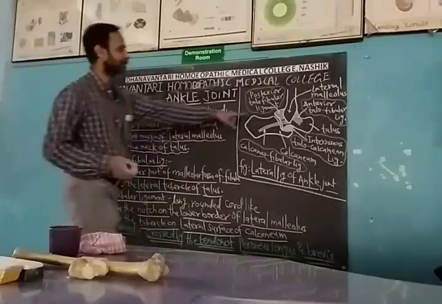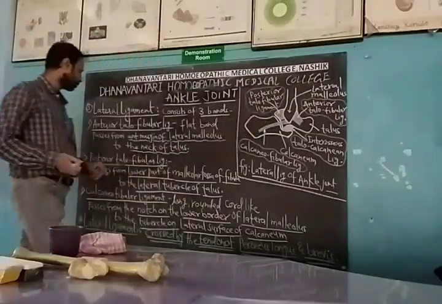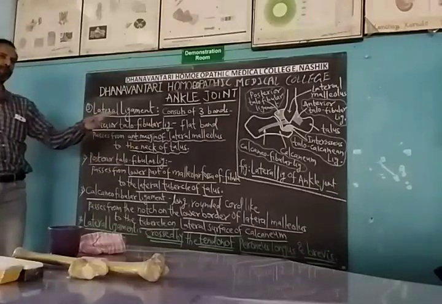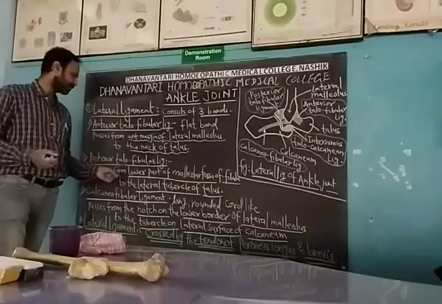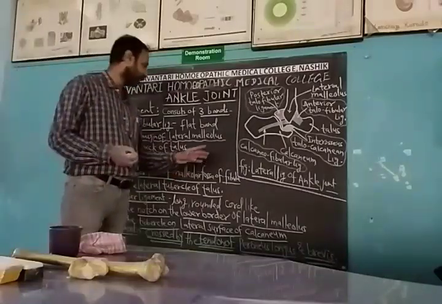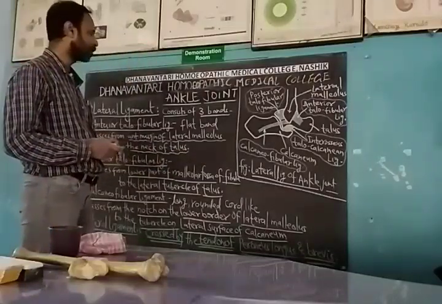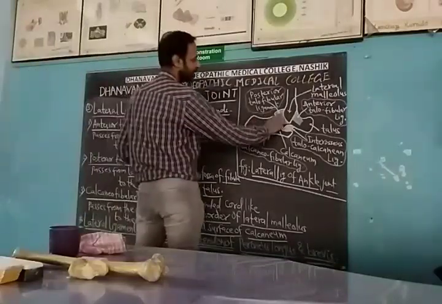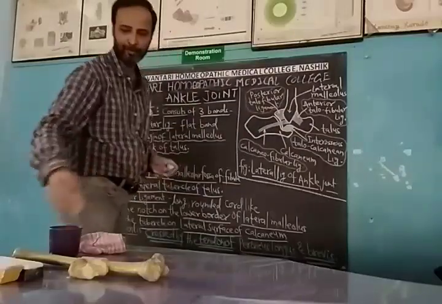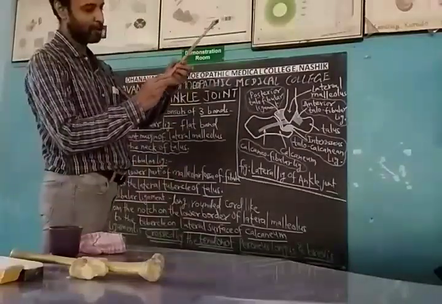Second, you see the posterior. This ligament, which I have shown here in red shading, is the posterior talofibular, which passes from the lower part of the malleolar fossa. Now see, this is the malleolus and this is the malleolar fossa, on its lower part.